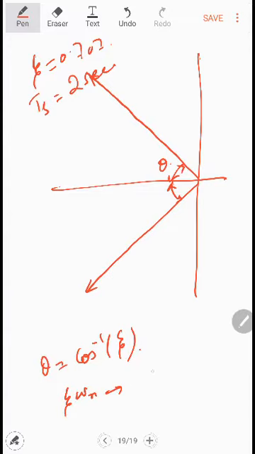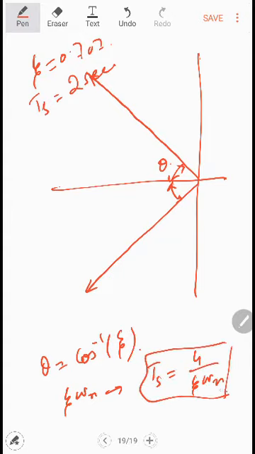From where can we get this information? We can get this from the settling time, zeta omega n. So we can find it from here, and it will be along this one. So this is zeta omega n.